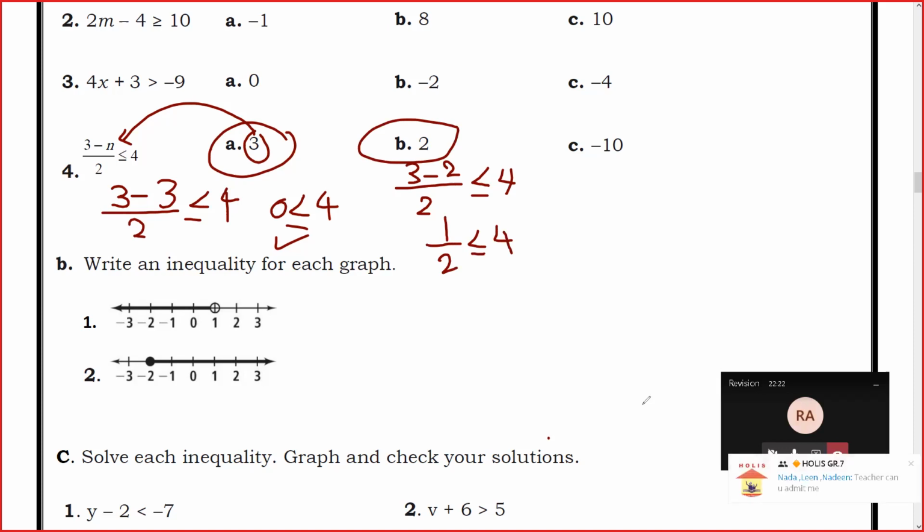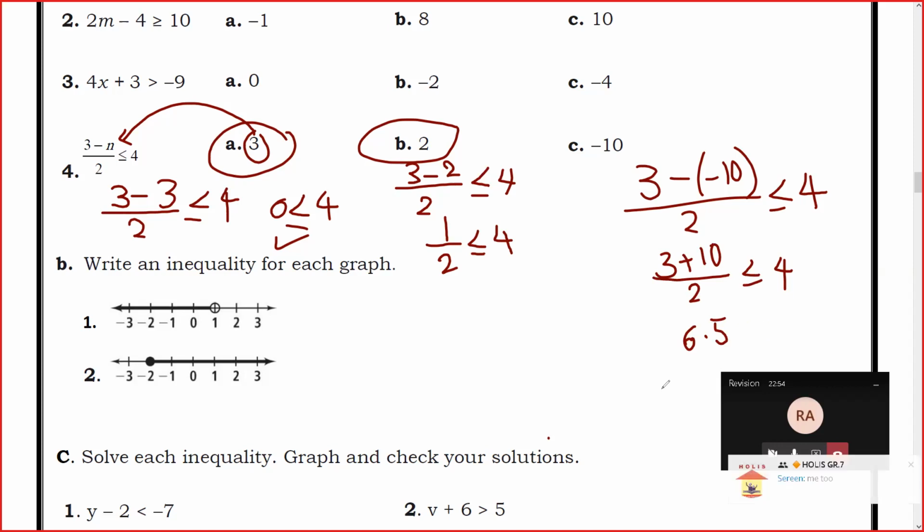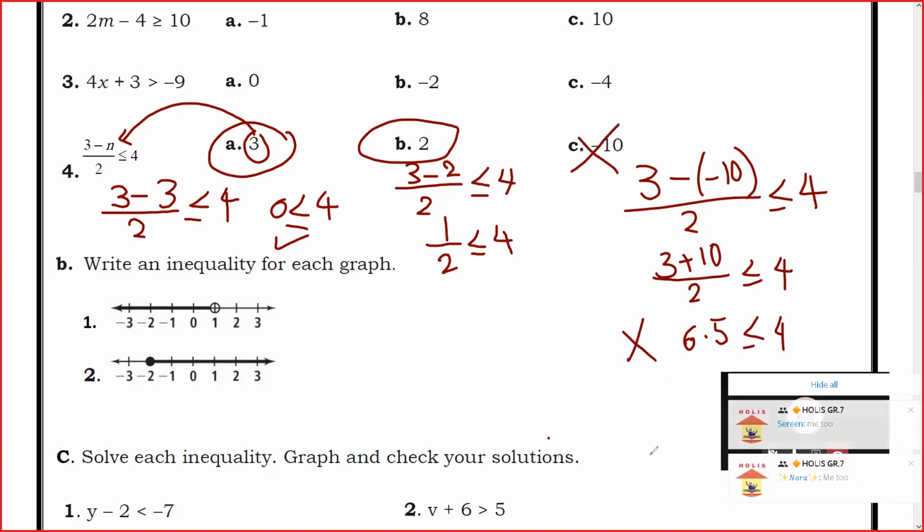Now, let's solve C. Negative 10. 3 minus negative 10 over 2. Is it less than or equal to 4? 3 minus negative 10 means 3 plus 10 over 2. 3 plus 10, 13. Over 2 is 6.5. Is 6.5 less than or equal to 4? No. So C will not be a solution.